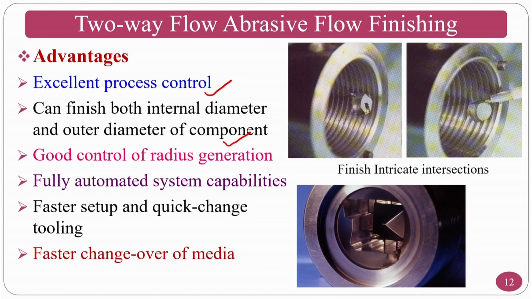This will depend on how you develop the tooling for the workpiece material. There is good control of radius generation, and fully automated system capabilities are possible, along with fast setup and quick-change tooling, and fast changeover of the medium and other things. So, this type of deburring can also be done by the abrasive flow finishing process.